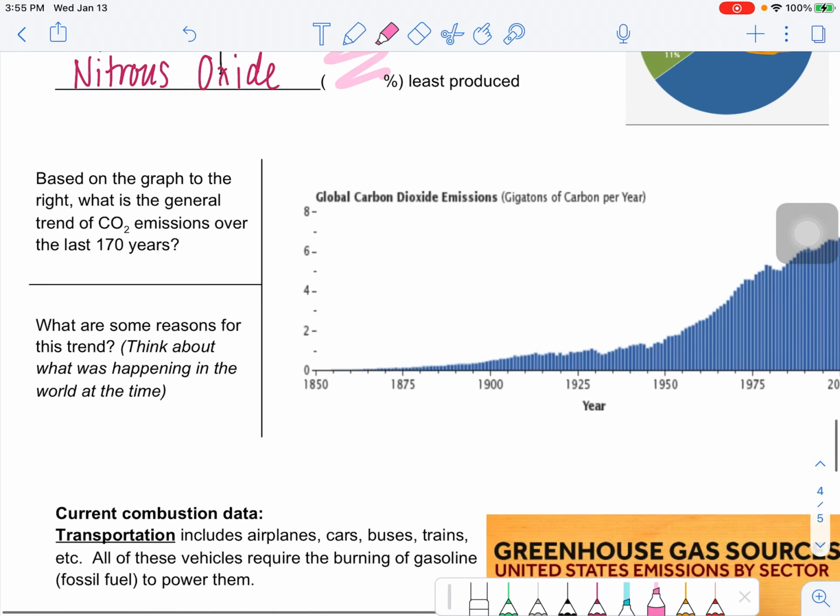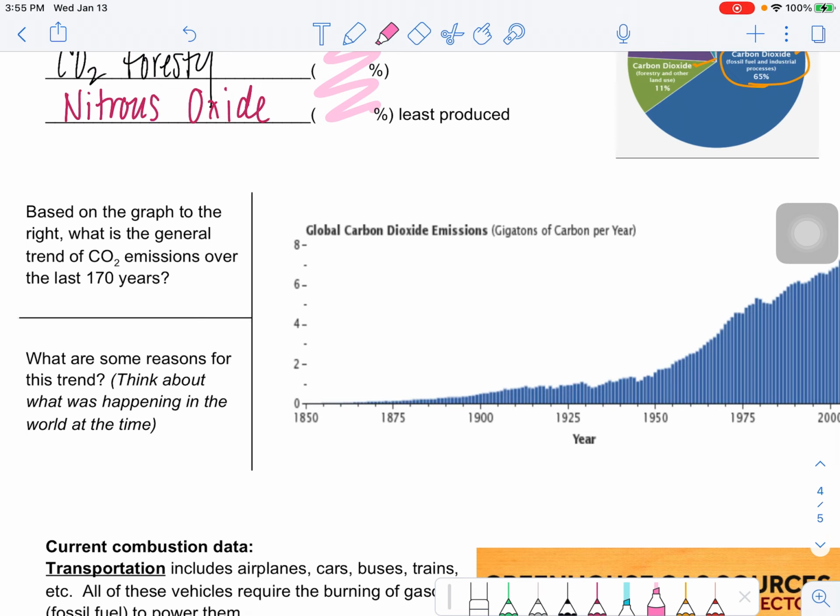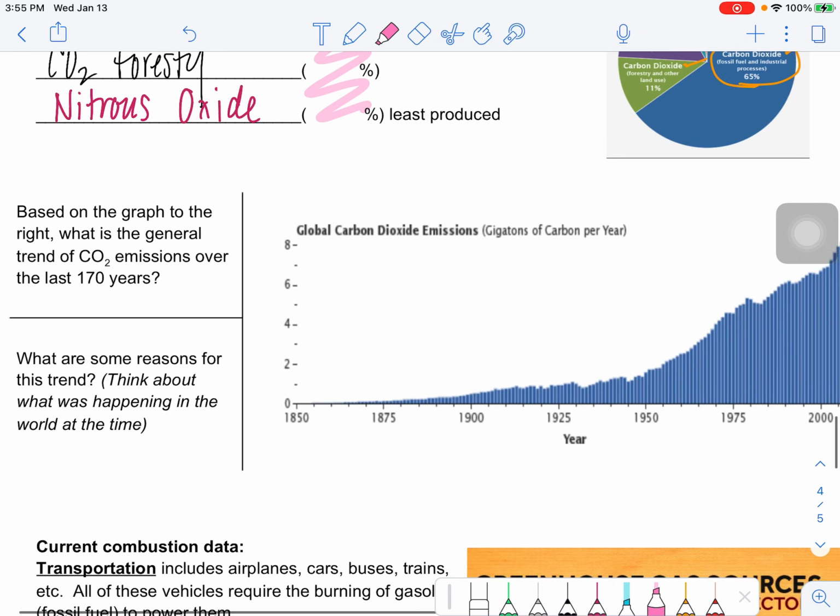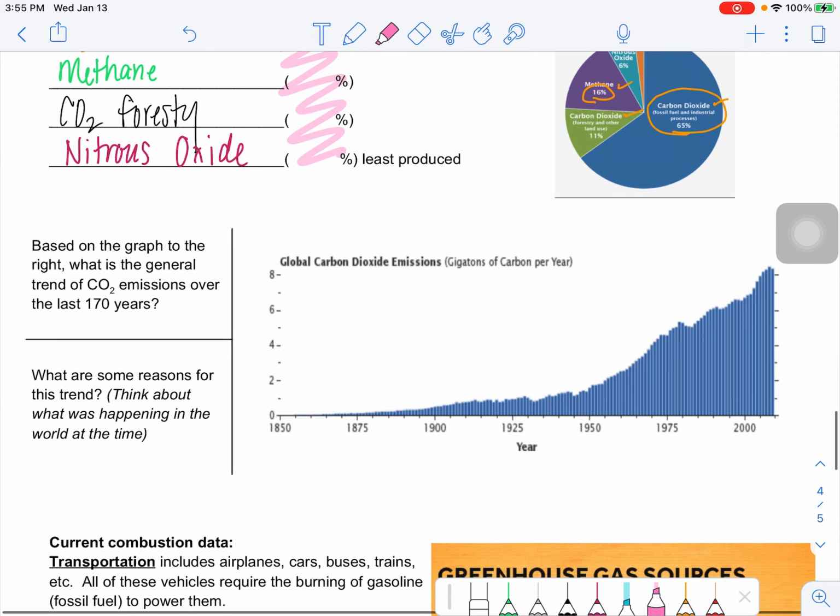Okay. So here's a second graph. Again, I think you saw this one in the previous exercise. But when we're looking here, we just want to give what is the general trend of CO2 emissions over the last 170 years. So we're looking at the level of emissions kind of start low, and then it definitely is working its way up here.